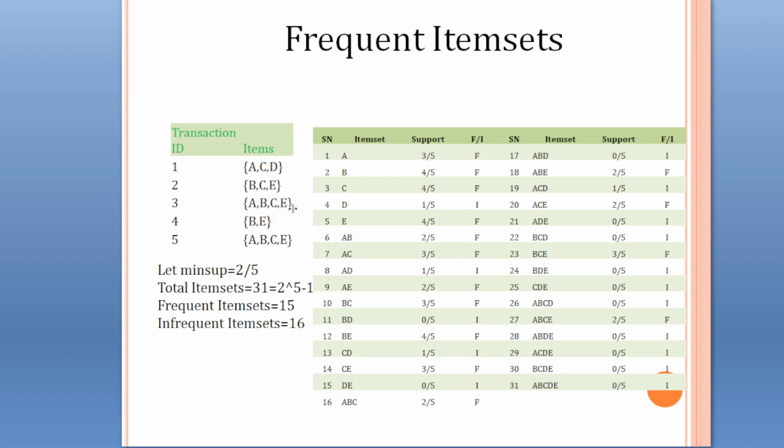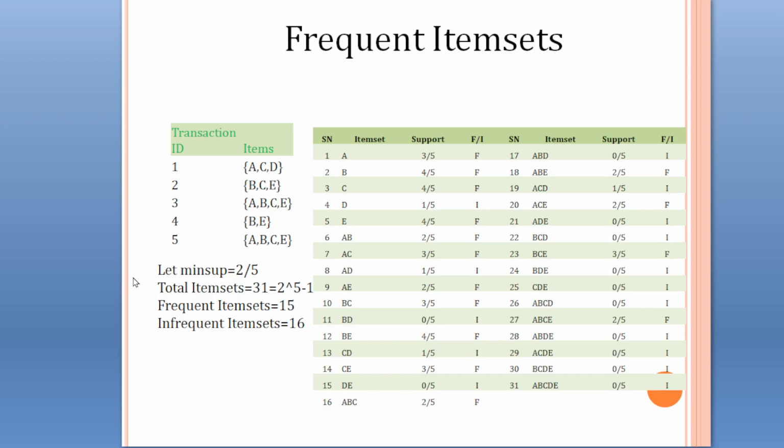Support for BCE. This is one transaction and this is another. So out of 5 transactions, 2 transactions have BCE. One more transaction, this is the third. So three transactions have BCE, so support of BCE is 3 by 5. Let us calculate the support of ABDE. ABDE is in none of the transactions, so we write 0. Let us calculate ABCE. ABCE is in 1 and 2, so ABCE's support is 2 by 5. Then ABCDE, because no transaction contains all 5 items, the support is 0.